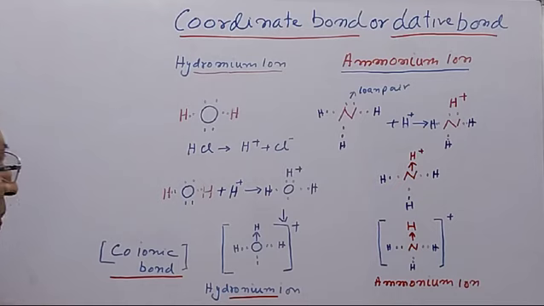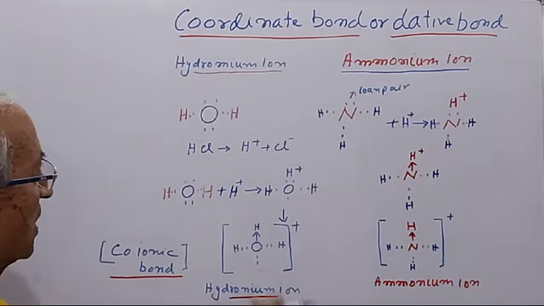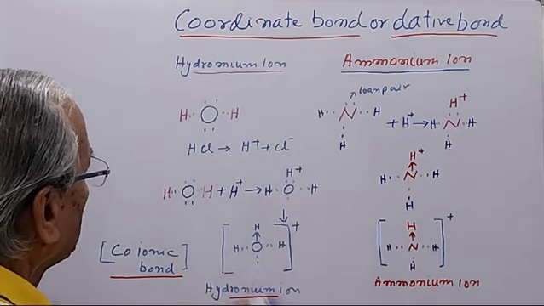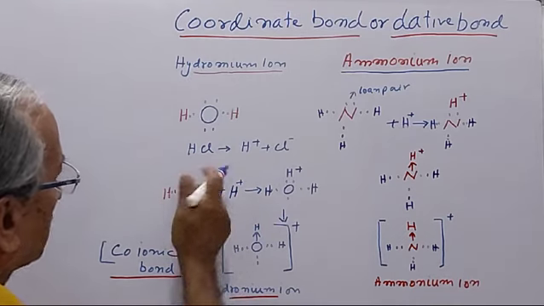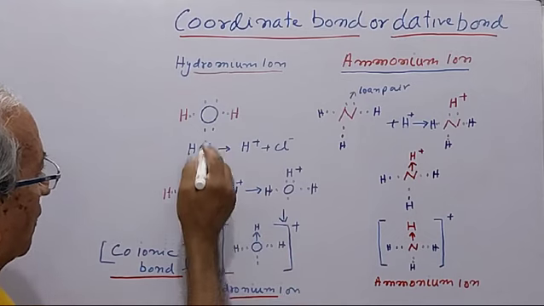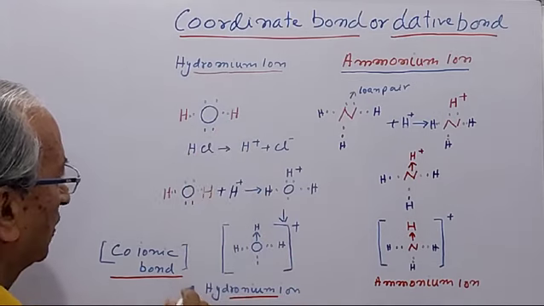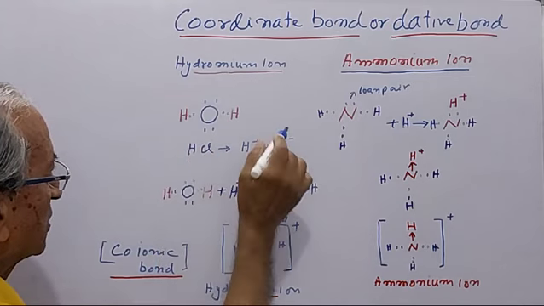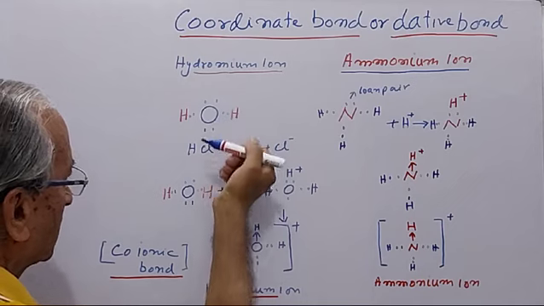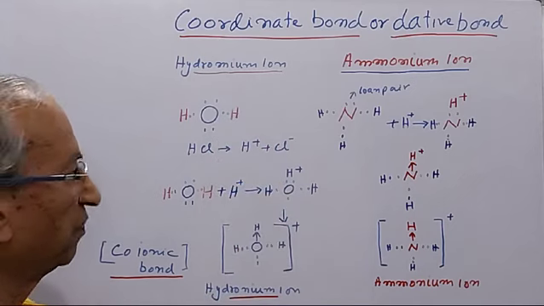Now take the second example, that is the hydronium ion. See, in the case of water, oxygen contains 6 electrons in the outermost orbit, and 1 electron is shared with each hydrogen to form water, H2O. Now there are 2 lone pairs on the oxygen.